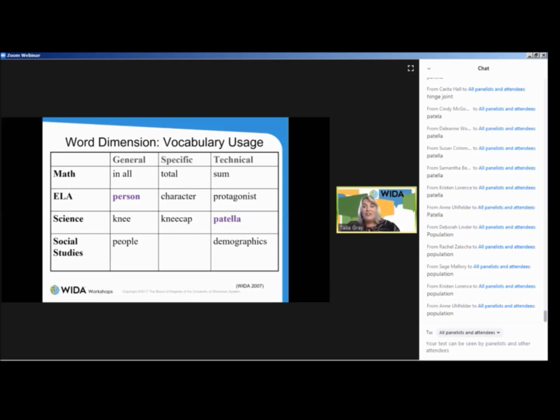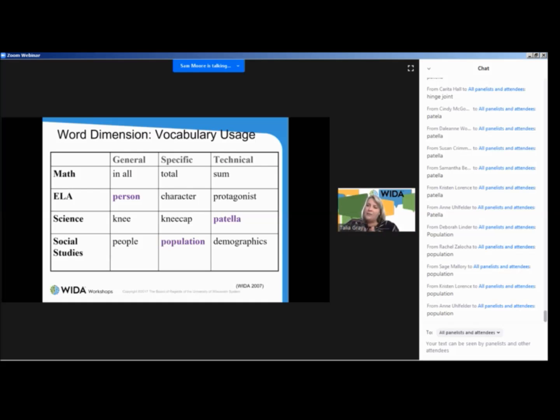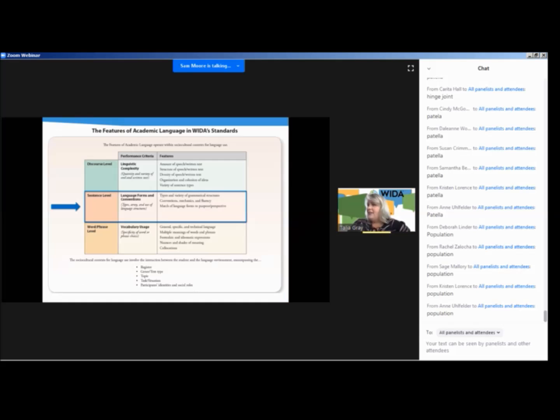Excellent. Population. You're exactly right. That's fantastic. So this chart is just a fun way to kind of see these general, specific, and technical terms. It's sort of hard to explain the difference in each one of these, but this chart to me really helps explain it. All right, so next we're going to move on to the sentence level.